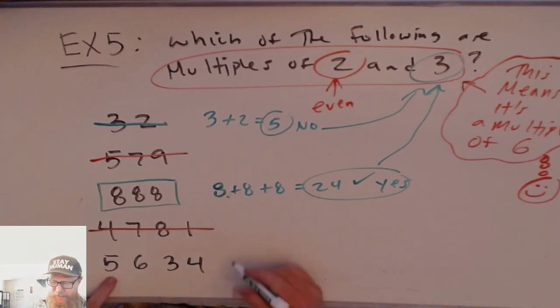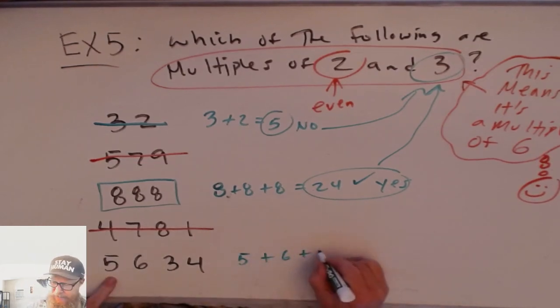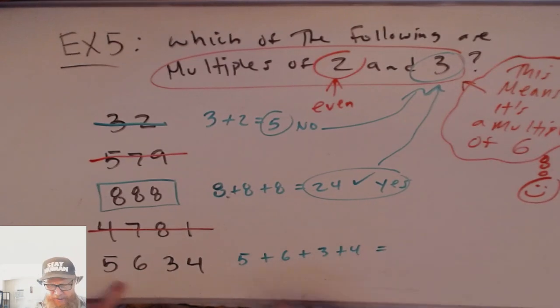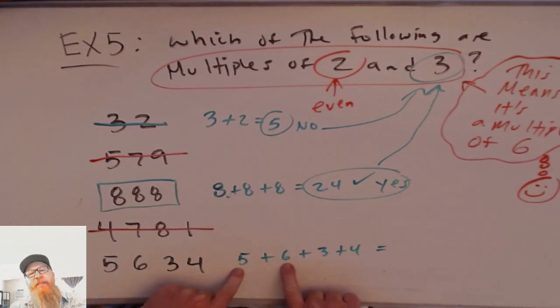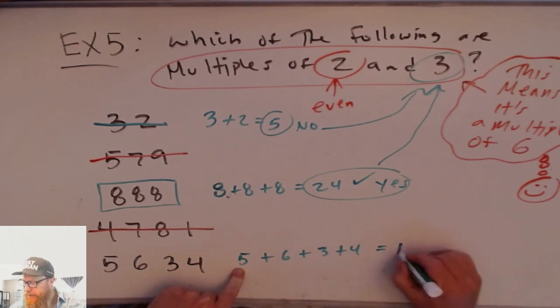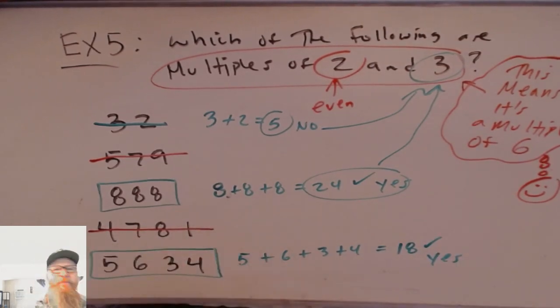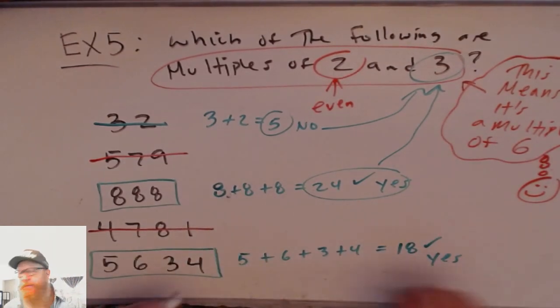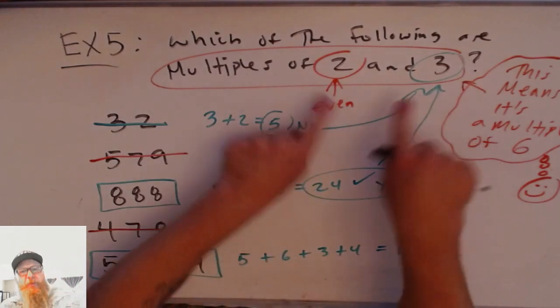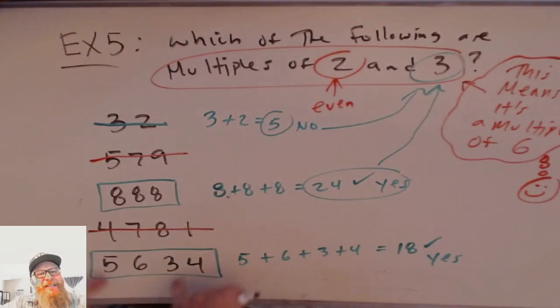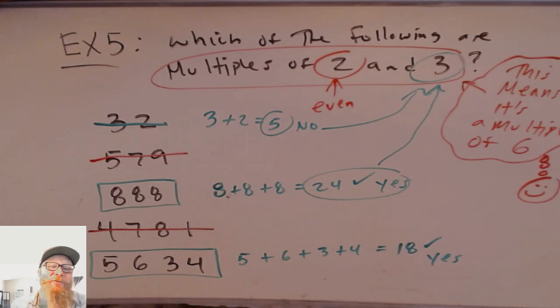And then this last one here, 5 plus 6 plus 3 plus 4. Let's see, 5 and 6 is 11. 11 and 3 is 14. 14 and 4 is 18. Yes. So that one is also a multiple of 3. Oh, it's a multiple of 3 and 2. So that means this number is divisible by 6. Yeah, it's a multiple of 6.